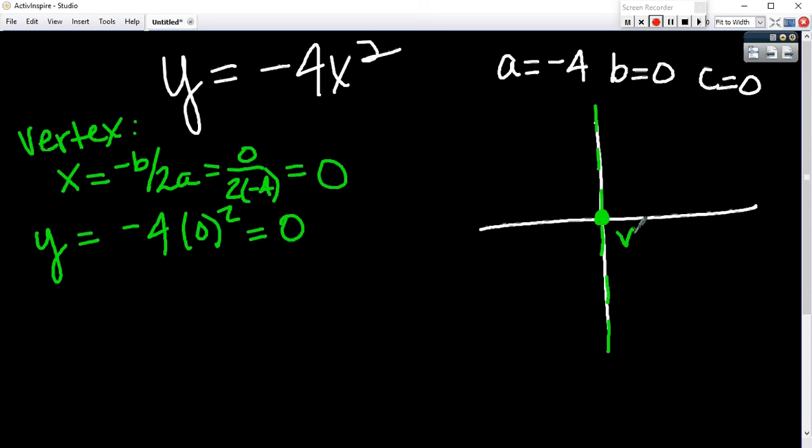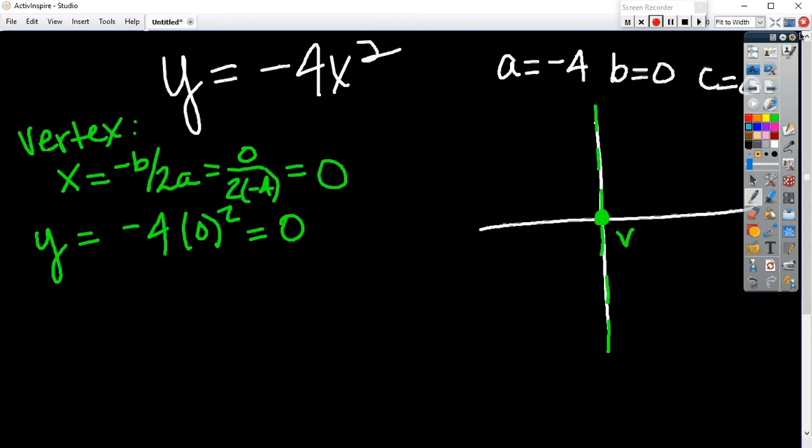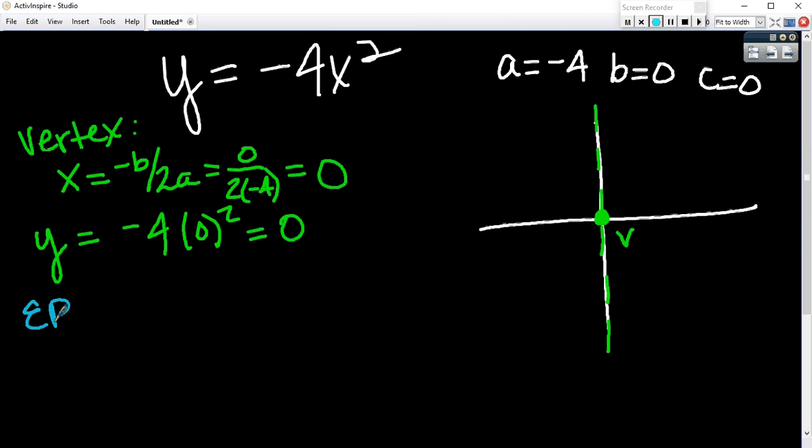Now here's where it's different. I need an easy point. The first thing I always look at is my y-intercept. What's my y-intercept? 0. Can I use it? No, the vertex is already there. So if you can't use the y-intercept, you just want to move over 1 from the vertex. So I'm going to let x be 1.